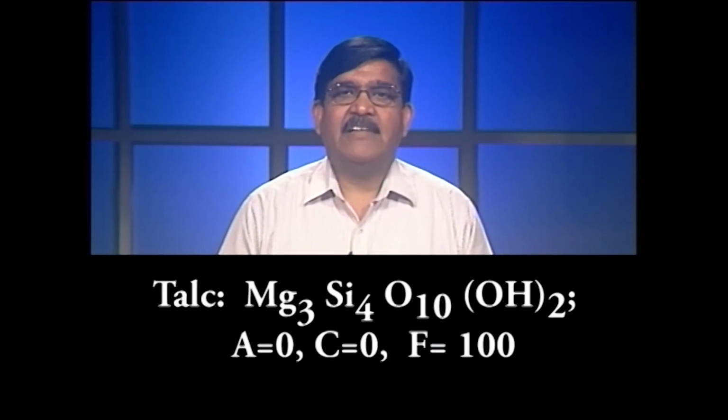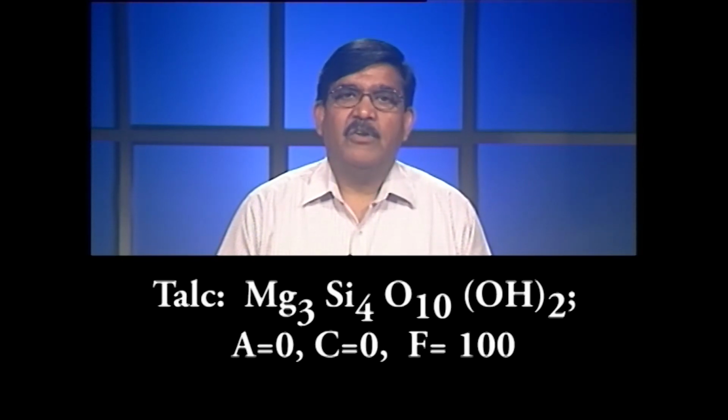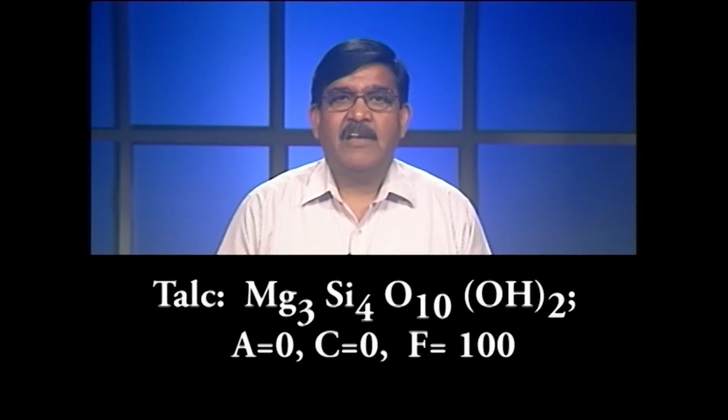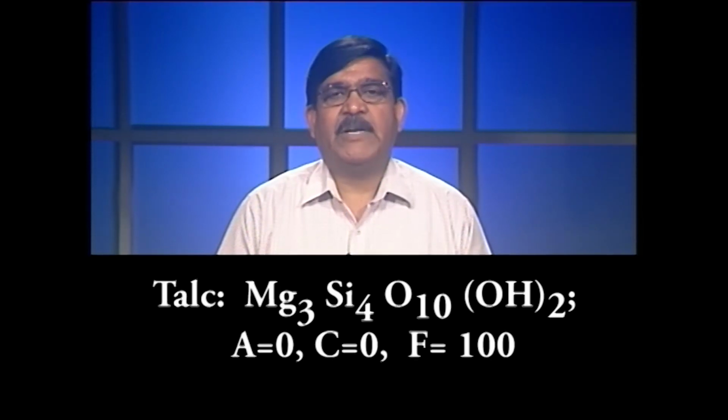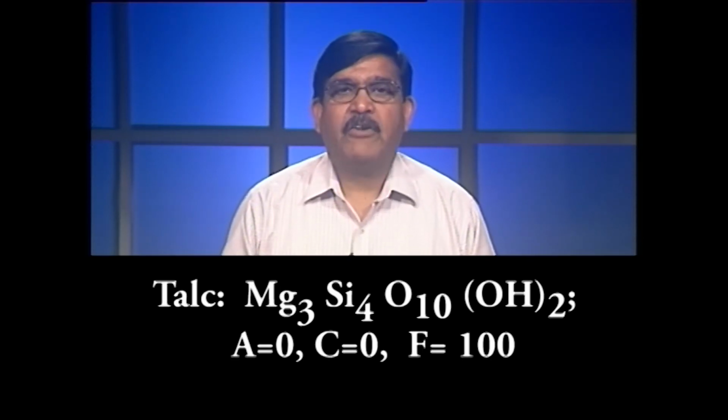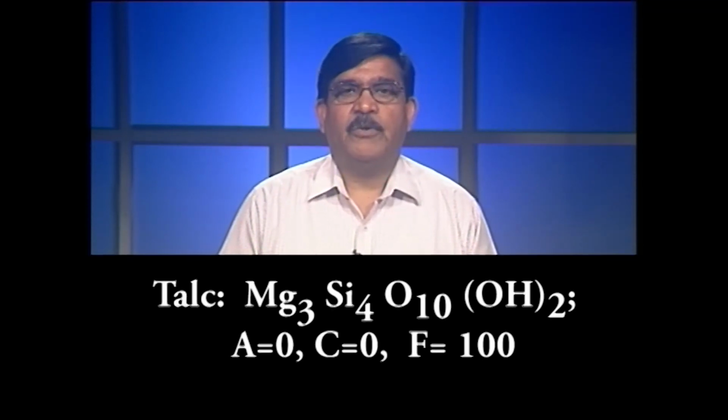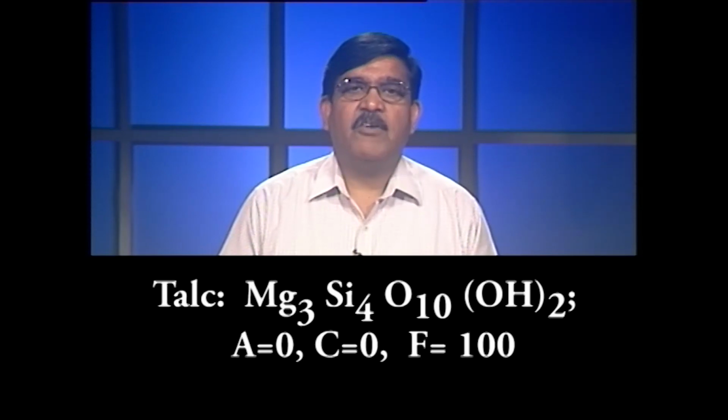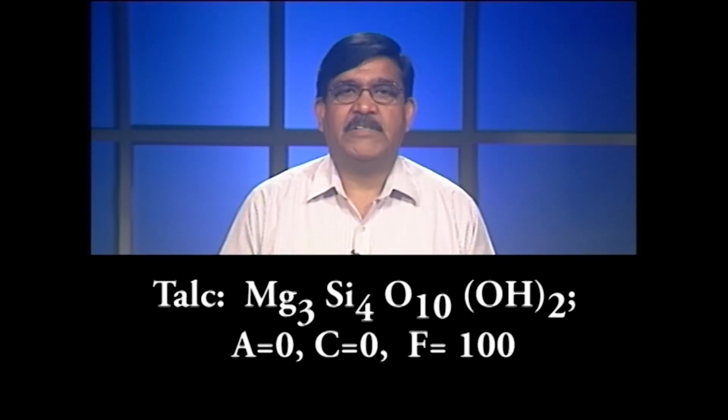For example, talc, the chemical formula is Mg3Si4O10(OH)2. During calculation we can see, as per the formula of talc, there is no A, no C, only F is present, that is F equal to 3 times MgO. Therefore, the value of A equal to 0, C equal to 0, F equal to 100%.